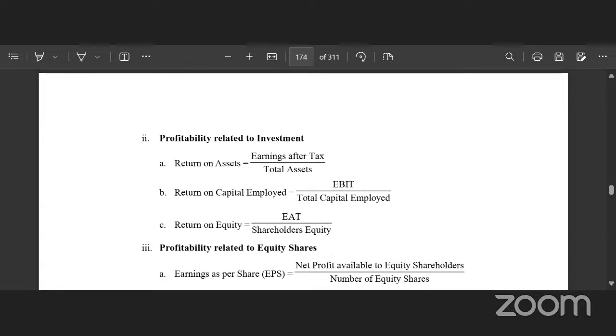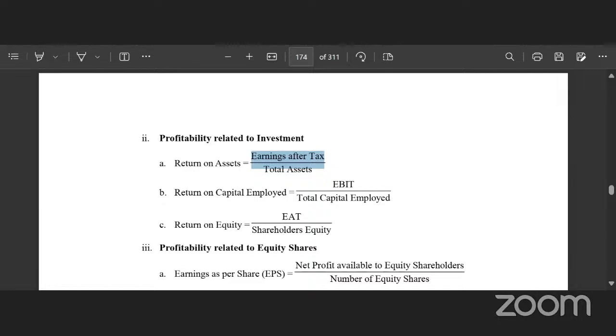So when it comes to profitability related to investment, earlier we have seen the profitability ratios related to sales. Here we are talking about profitability related to investment. So return on assets is earnings after tax divided by total assets. How do we get EAT? That's the net income available to equity shareholders.